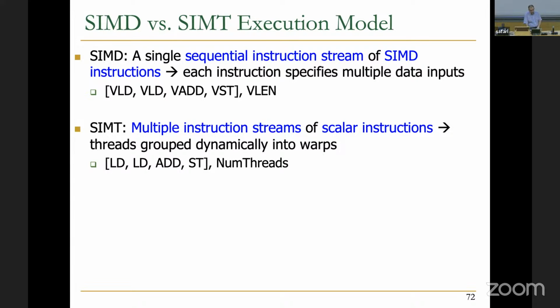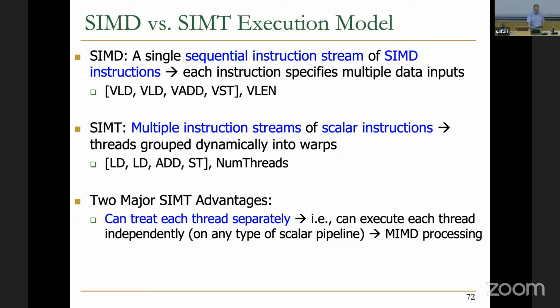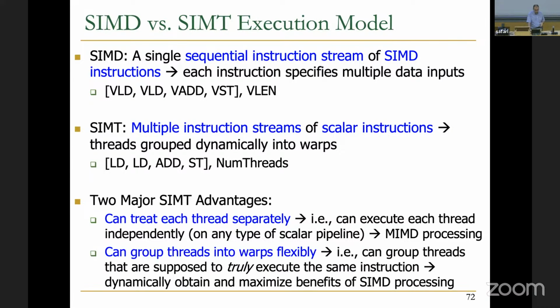The only thing the programmer needs to specify is the number of threads that we need to run. There are two major SIMT advantages. We can treat each thread separately, so you can execute each thread independently on any type of scalar pipeline, like MIMD processing. And we can group threads into warps flexibly, which means that we can group threads that are supposed to truly execute the same instruction, dynamically obtaining and maximizing the benefits of SIMD processing. So you are not that rigid about your vector instructions.